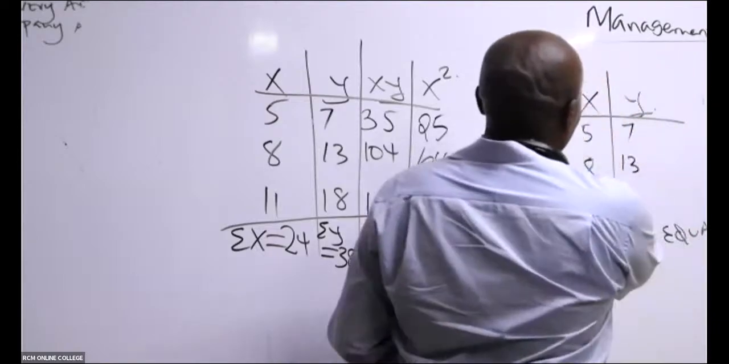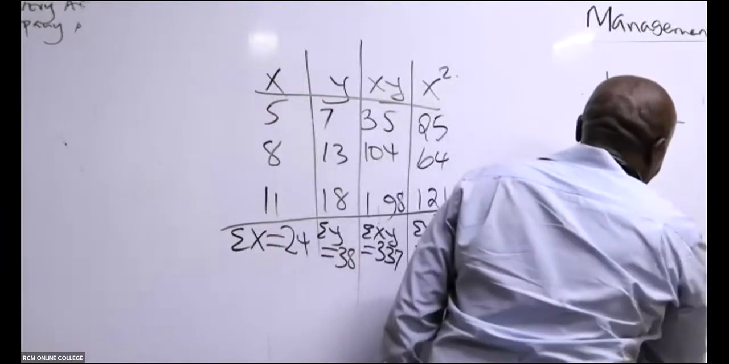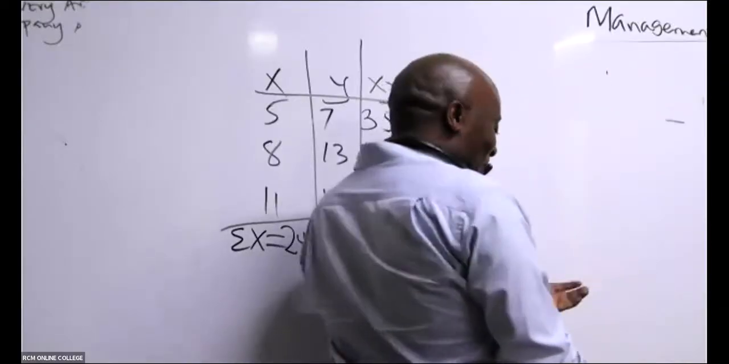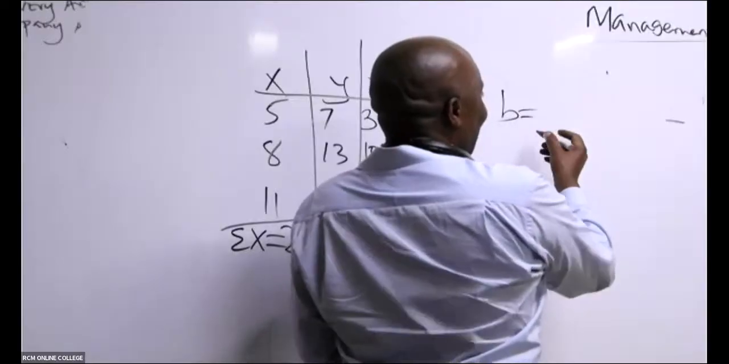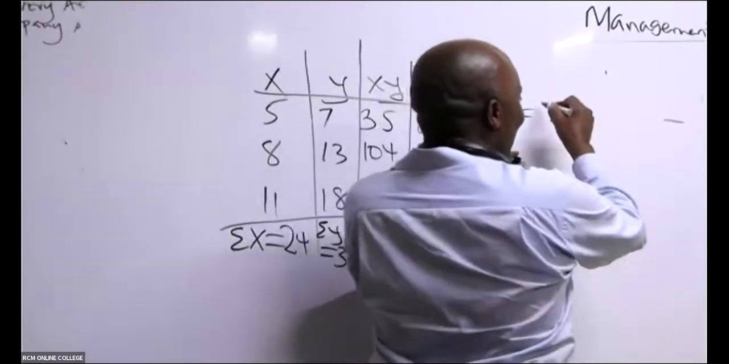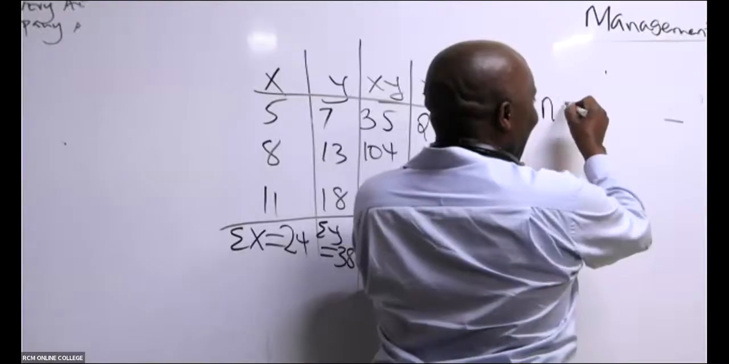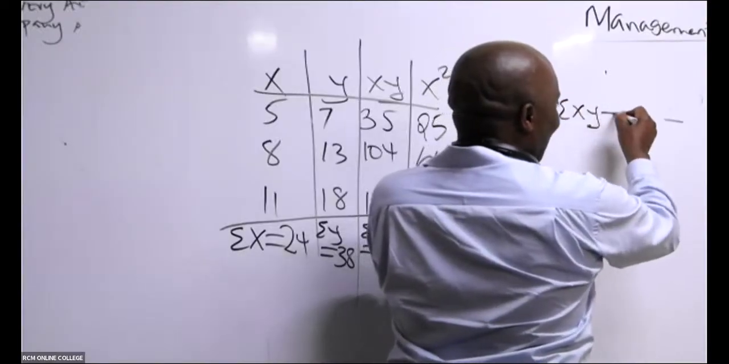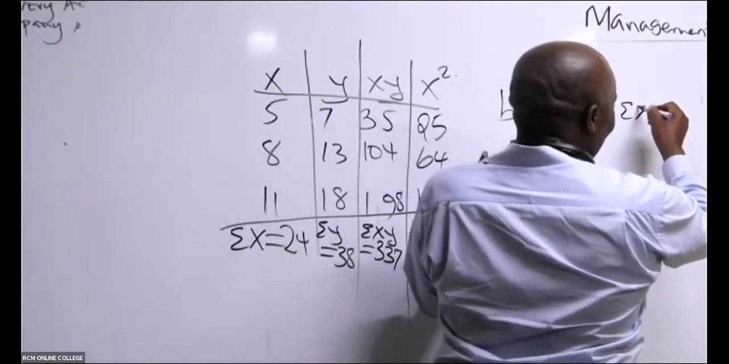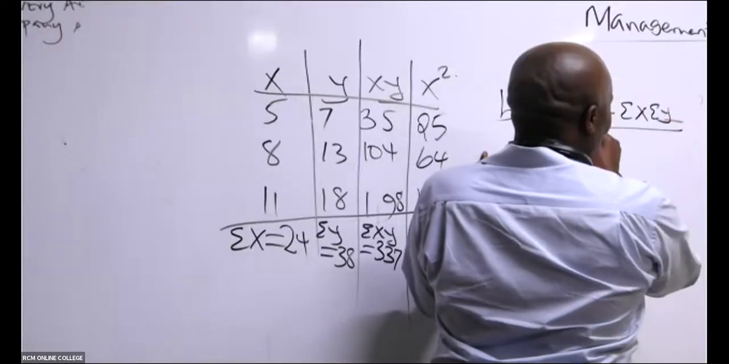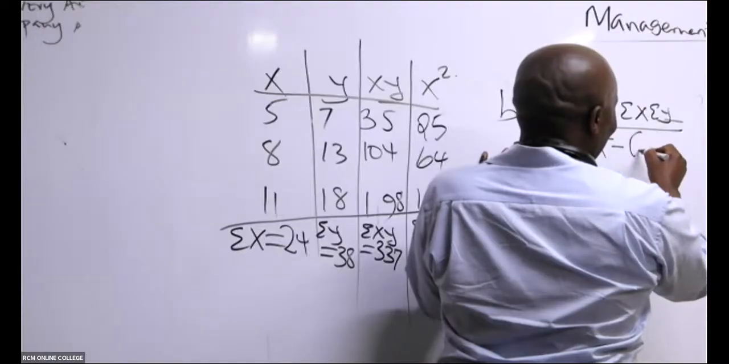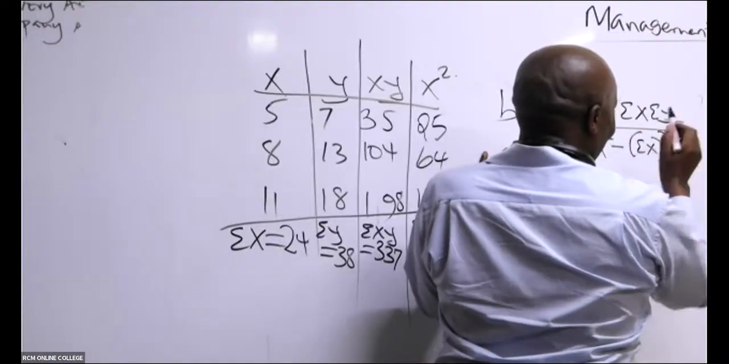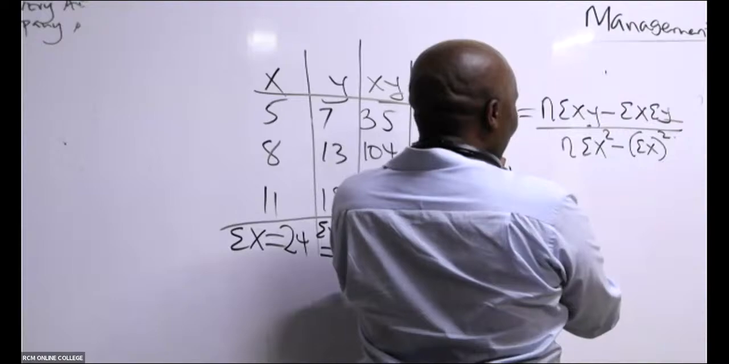You are checking. Of course, I can see everybody's trying because they expected me to ask for A here, but for B, I know you have mastered it now. B equals who? N summations of xy minus summation x times summation y over N summation x squared minus summation x, squared, isn't it? So let's try substituting.